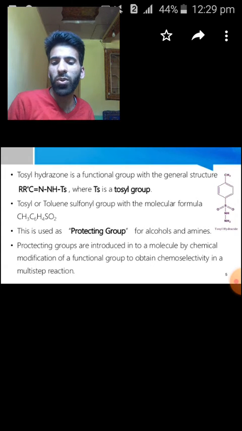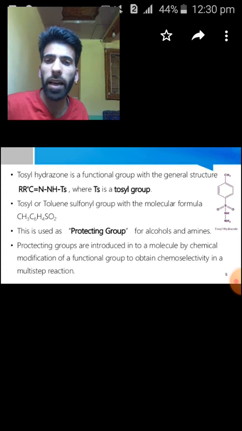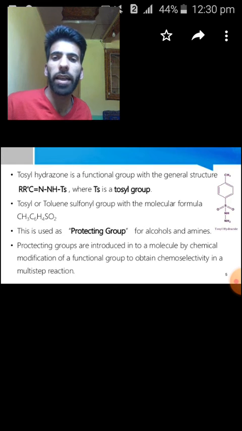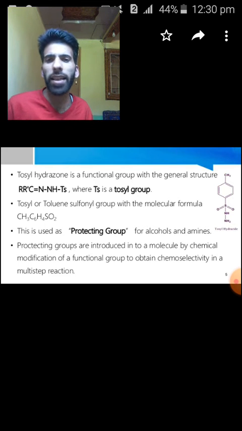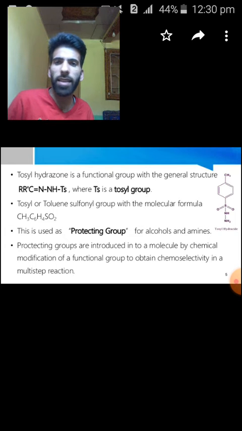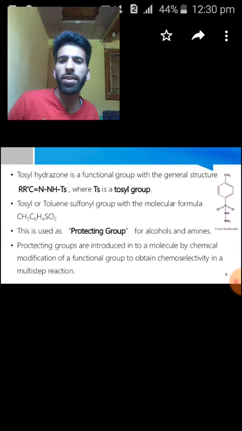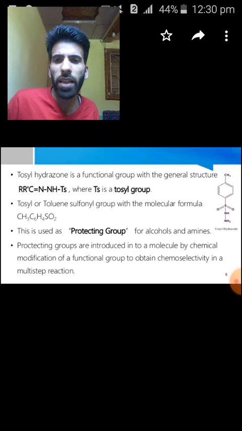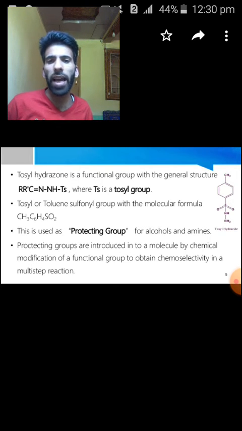Tosyl hydrazone is a functional group with the general structure R2C=N-NH-Ts, while Ts is a tosyl group. Tosyl or toluene sulfonyl group with the molecular formula CH3C6H4SO2. This is used as protecting group for alcohols and amines.